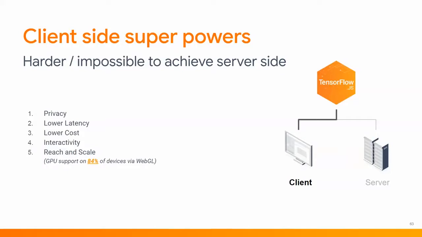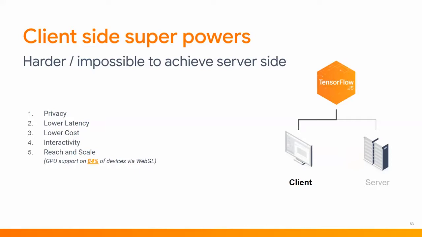So now if we focus on the client side for just a second, here are 5 superpowers you get which are hard or impossible to achieve on the server side. Now the first one is privacy. As I kind of hinted at before, all of these machine learning models are running in the web browser on the client machine. That means at no point is any of the sensor data going to a third-party server for classification. And that's really important in today's world where privacy is always top of mind. And with TensorFlow.js, you can get that for free, of course.